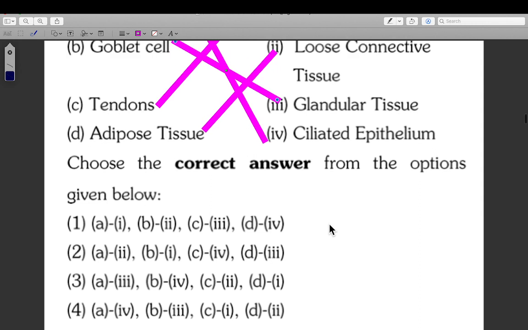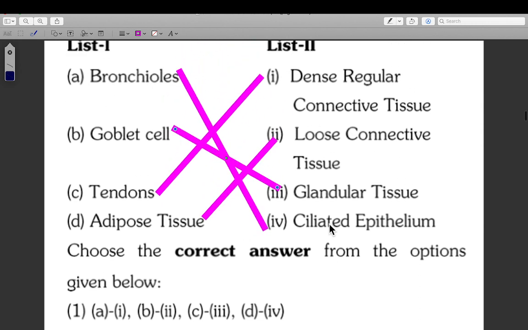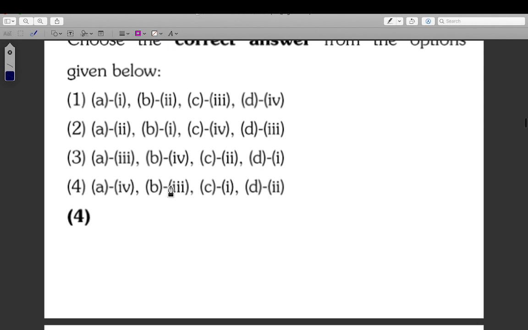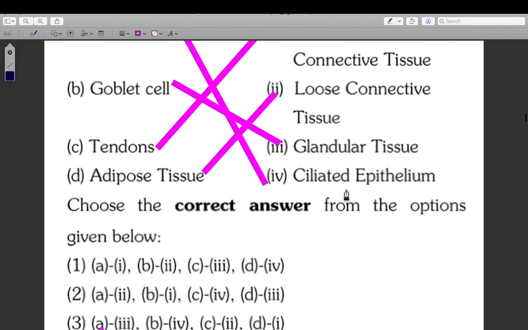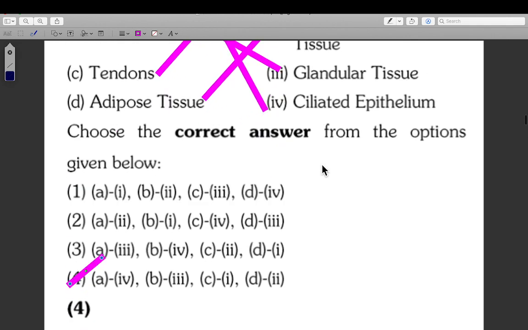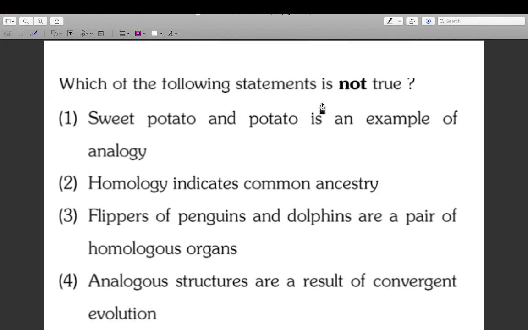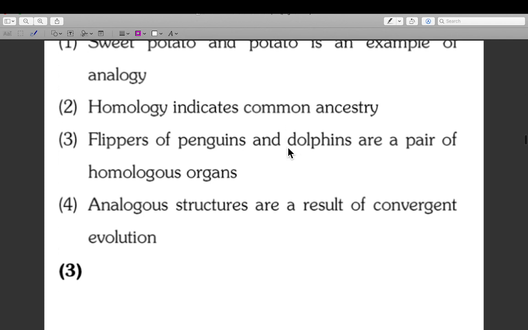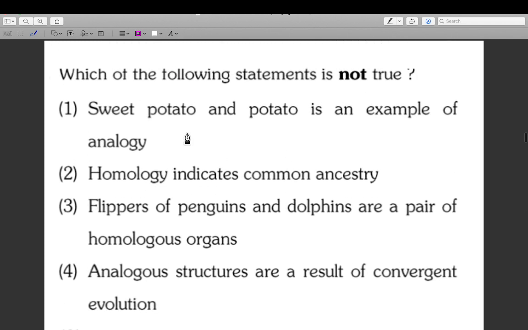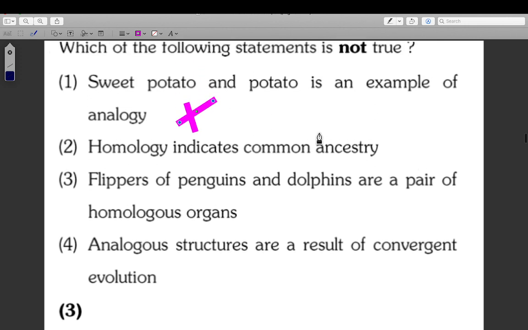So you have A4, B3, which will be this one most likely. Yes, it's option 4. So like that you just have to match it and you have to get your answer. Over here it's option 4. Which of the following statements is not true? Sweet potato and potato are an example of analogy. This is wrong. Homology indicates common ancestry. This is not the answer.